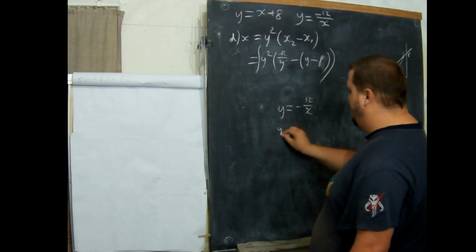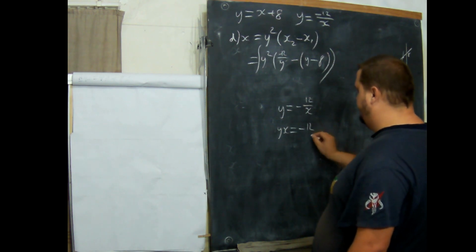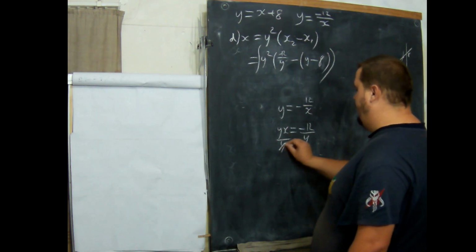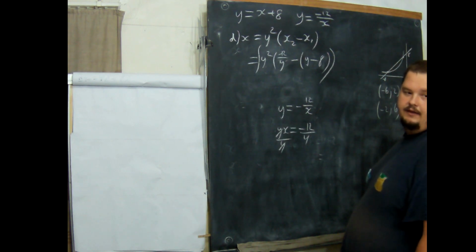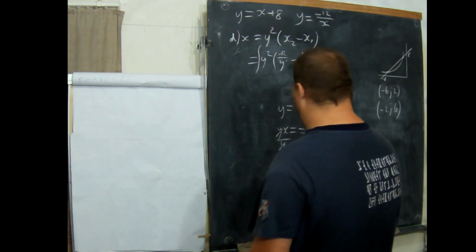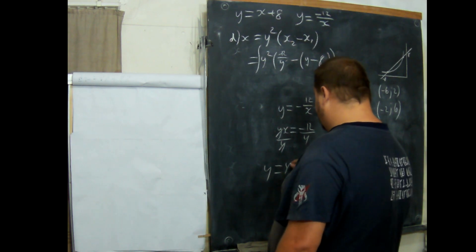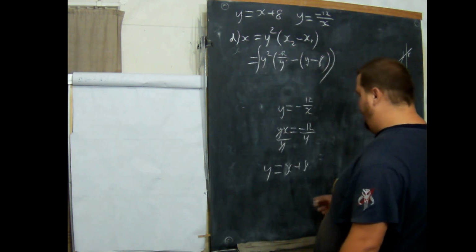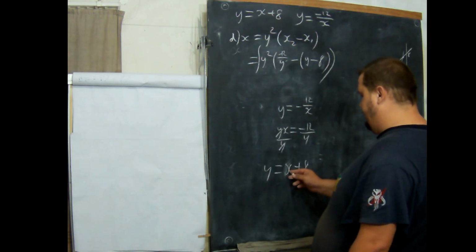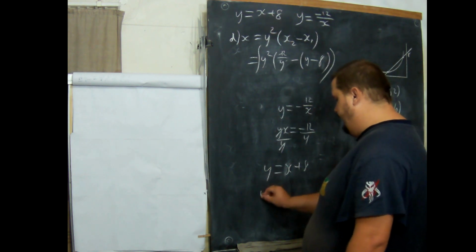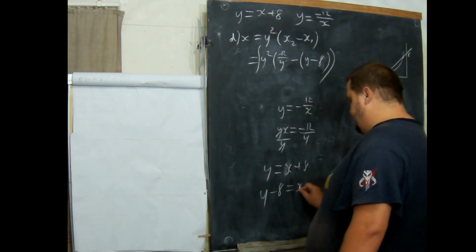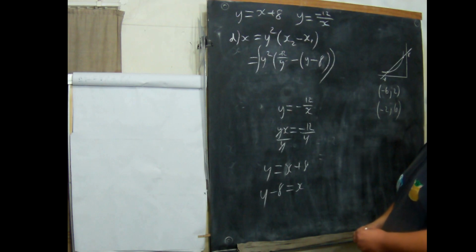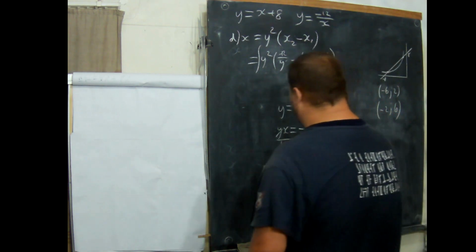So multiply by x, yx equals minus 12. Then we bring the y down, divided by y, divided by y. That cancels and you're left with minus 12 over y, and that's x. And then y equals x plus 8. So x is positive, so it stays there. So it's y minus 8 equals x. That's how I got these two here at the top. Simple formula manipulation.